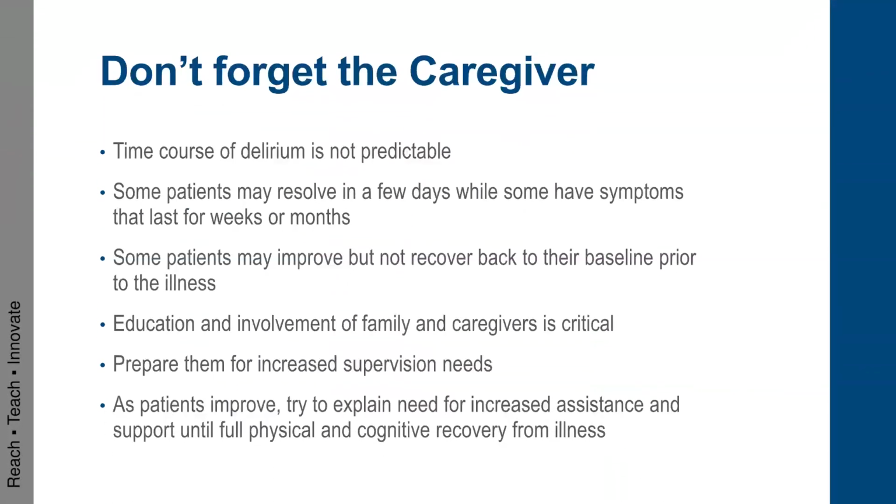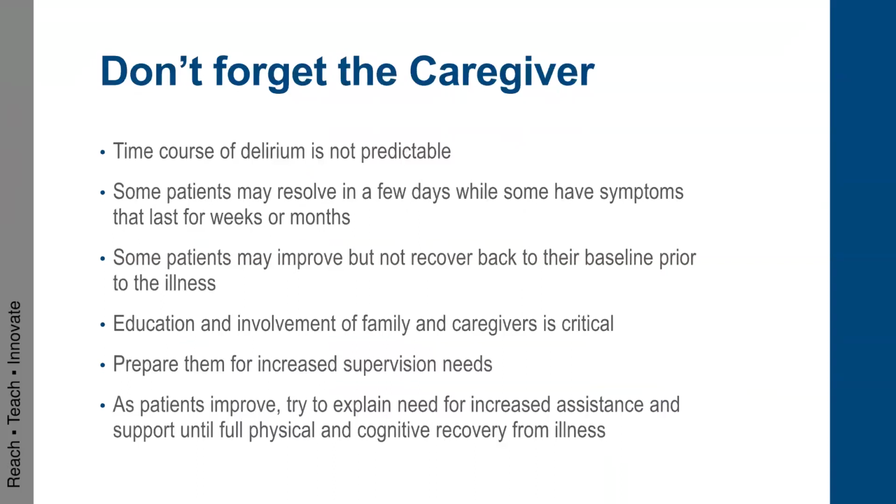Another important issue is don't forget the caregiver. The time course of delirium is not predictable. Some patients may resolve in a few days, while some may have symptoms that last for weeks or months. And so it's really important to educate the caregiver about what's going on and help them to support the patient. It's also very important to tell caregivers that some patients may improve, and most will improve, but may not recover back to their baseline cognitive function that they had prior to this episode of illness.